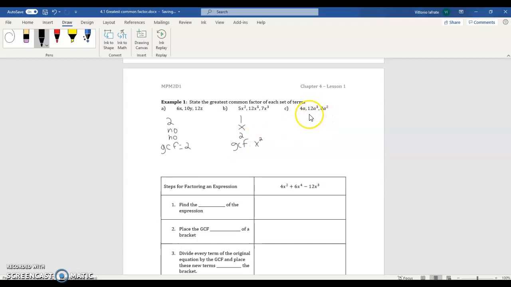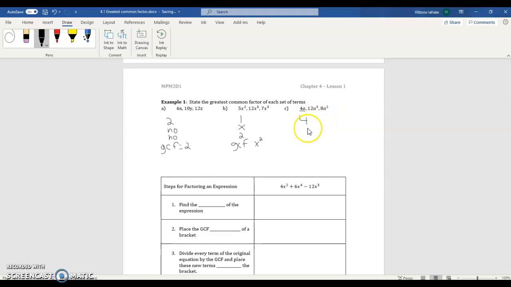Let's go take a look at C. Let's find our coefficient that can divide evenly into each of these terms. Again, you could try 1, but I think we can go a little bit higher than that. You can try 2. 2 would work because 4 divided by 2 is 2, 12 divided by 2 is 6, 8 divided by 2 is 4. But is there anything else we could use? Not 3. Looks like 4 would work. So if you do 4 divided by 4, that's 1. 12 divided by 4, that's 3. 8 divided by 4, that's 2. So 4 would definitely work in terms of a coefficient.